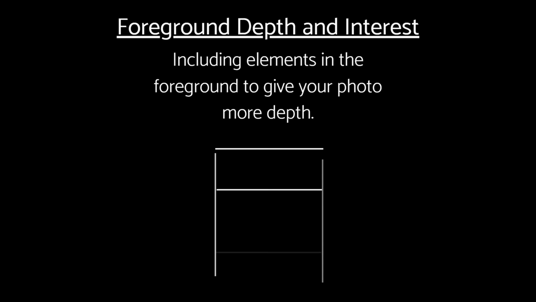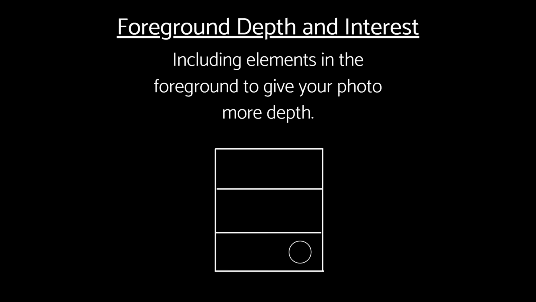The fifth compositional technique is called foreground depth and interest, and having this can make your photos really stand out. This is a technique that involves including elements in the foreground to give your photo more depth. This could be anything from rocks, trees, plants, or even people. Having something in the foreground gives the photo more texture and dimension than if it was just a flat image. It also helps to create a sense of depth in the photo by adding elements that are closer to the camera and further away from it.